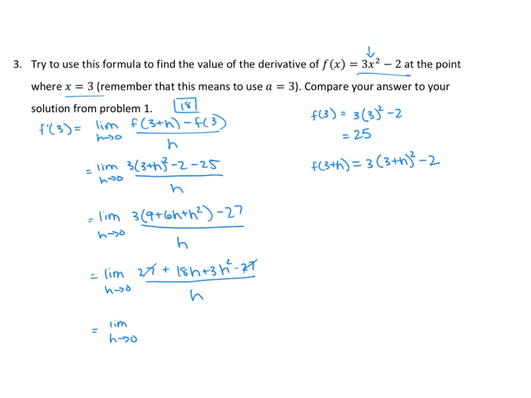So what I have left, I know that I'm going to have to reduce this by h, so I'm going to go ahead and factor my h out now. I have h times 18 plus 3h, which reduces. So we have the limit as h goes to 0 of 18 plus 3h. So if I plug in 0 for h, I'm going to have 18 plus 0, which is just 18.